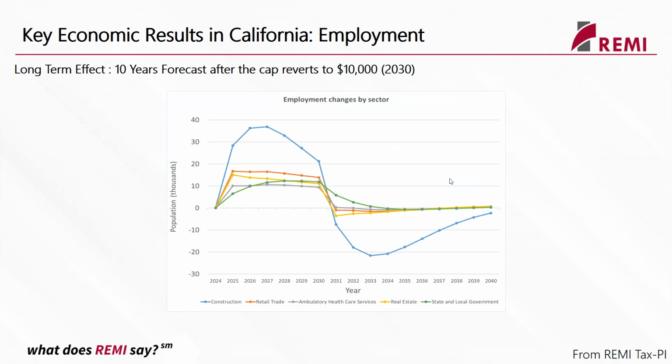We extended this analysis out to 2040 to capture the long-term effects once the SALT cap reverts to 10K. Employment starts to decline around 2027, with most industries reaching their lowest point by 2031, but construction, on the other hand, in 2033. So overall, our results suggest that employment in these key industries will eventually fall below the point before the bill.